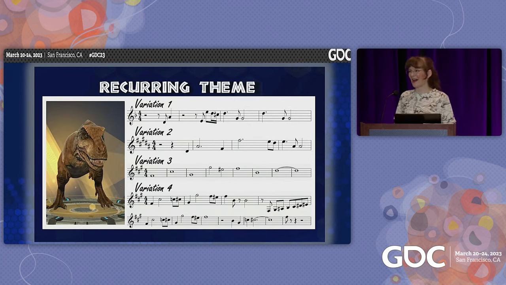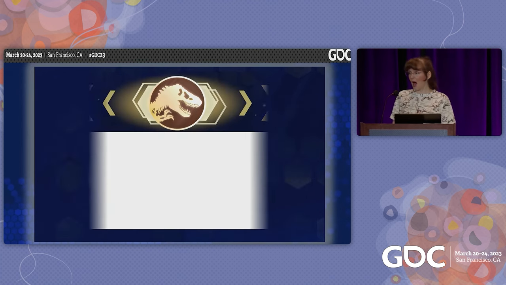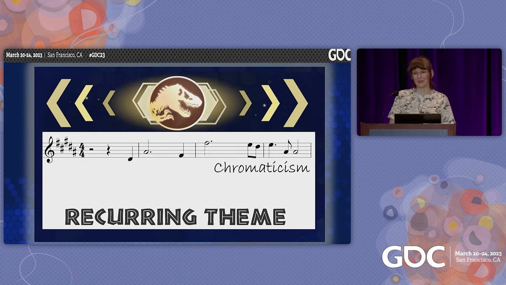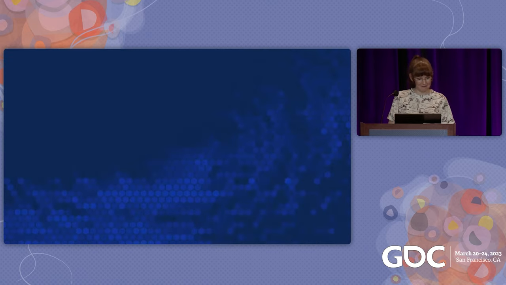So let's check that out. This variation is from a combat track that adds some chromaticism into the treatment of the theme.